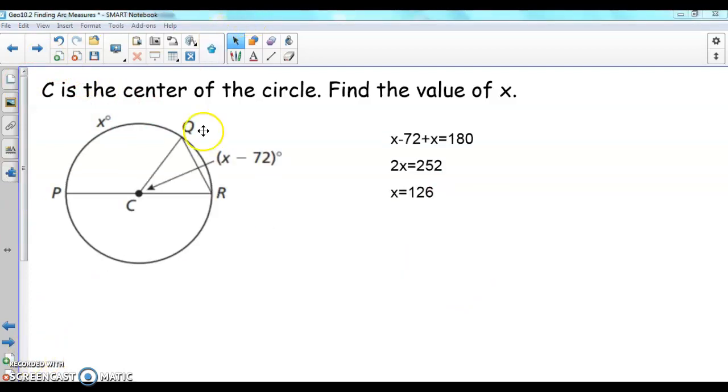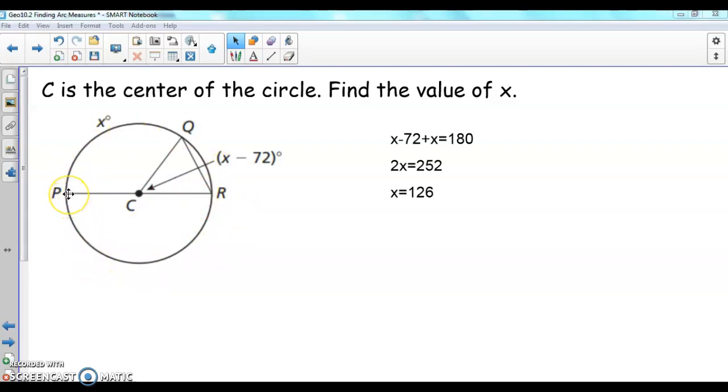Last but not least is the value of x when you're given a semicircle here. How do I know that it's a semicircle? If a chord contains the center of a circle, then it forms a diameter. And a diameter splits a circle into two semicircles.